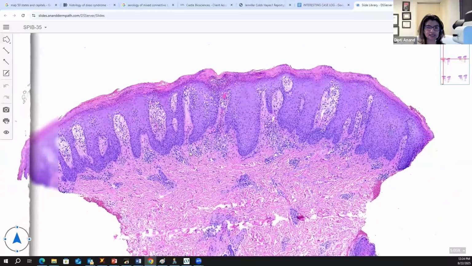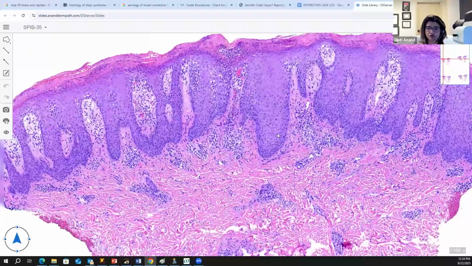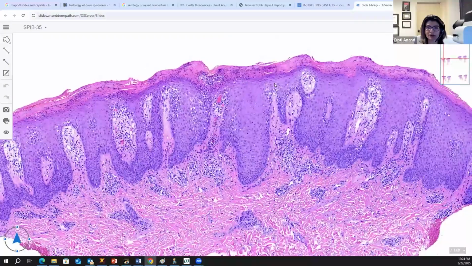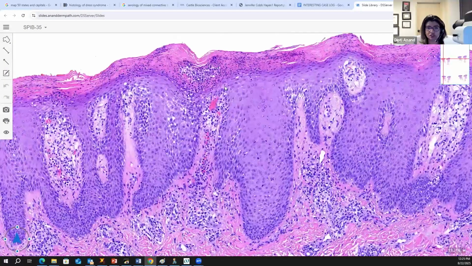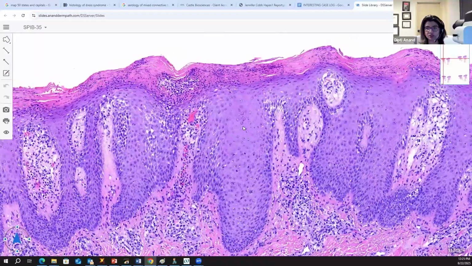Yep. So this is again a classic plaque of psoriasis where you get the psoriasiform hyperplasia, the suprapapillary thinning, the confluent hyperkeratosis, lots of neutrophils in the cornified layer. So that would be psoriasis. Good. Everybody good with that? Okay. Classic silver plaque of psoriasis.